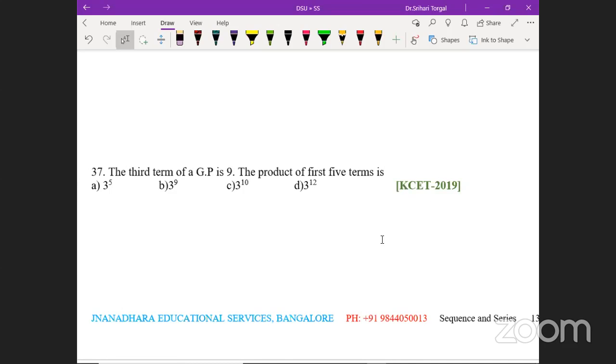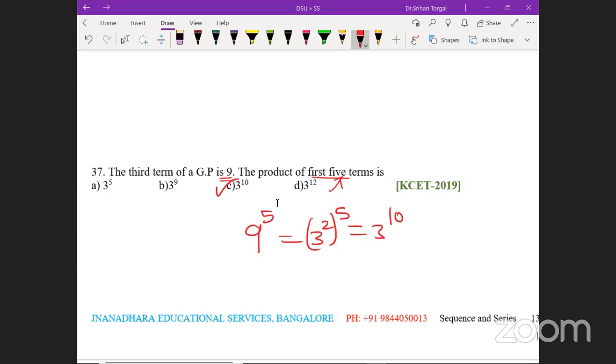What is the answer? Just write this 9 and first 5. 9 power 5, I can write it as 3 square whole power 5, that is 3 power 10. Option C is the answer. Right? Very easy. Just an easy exam problem.